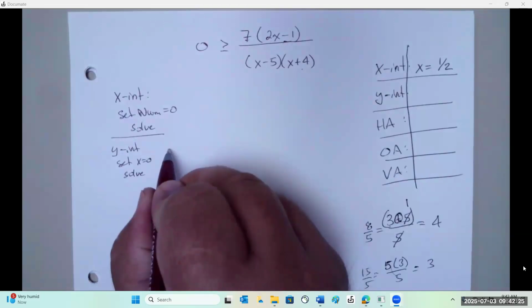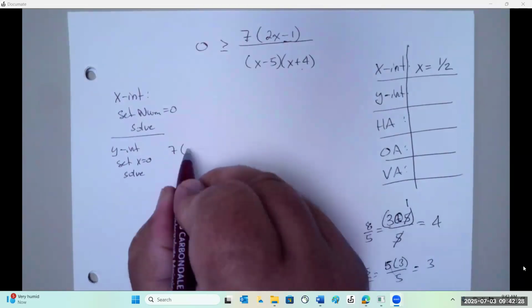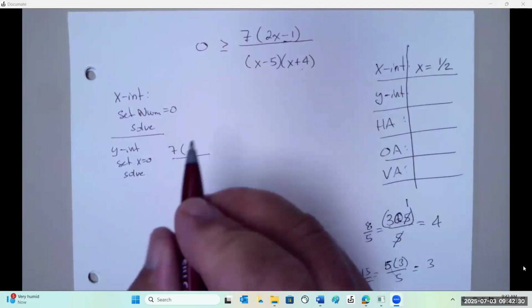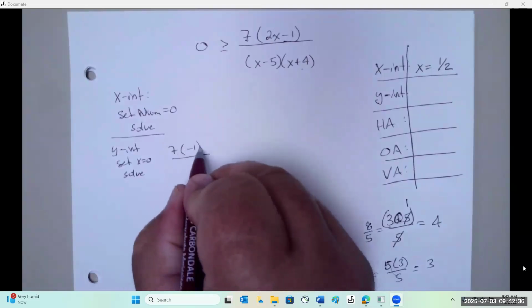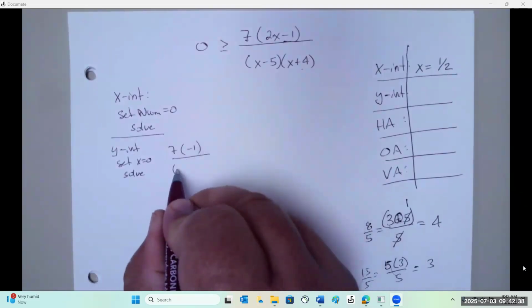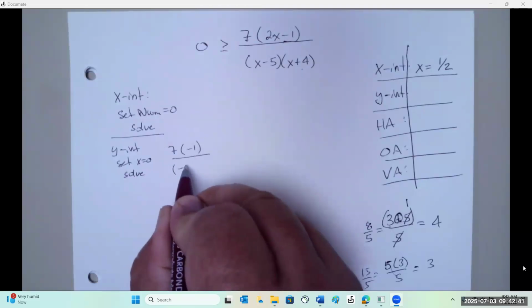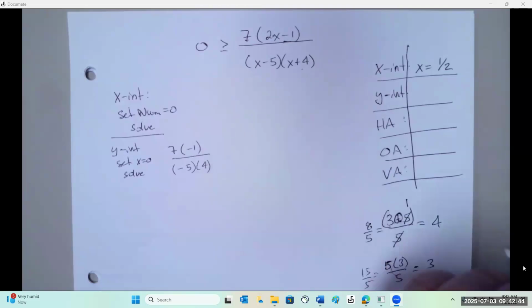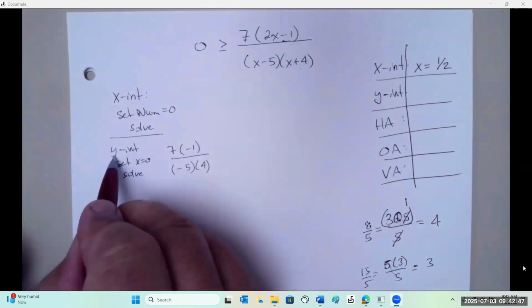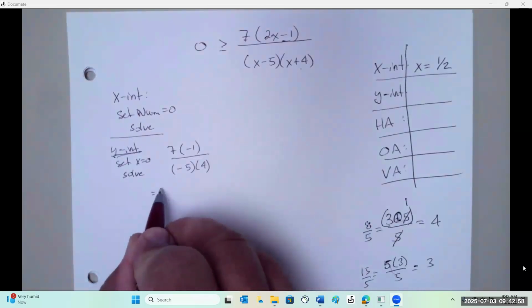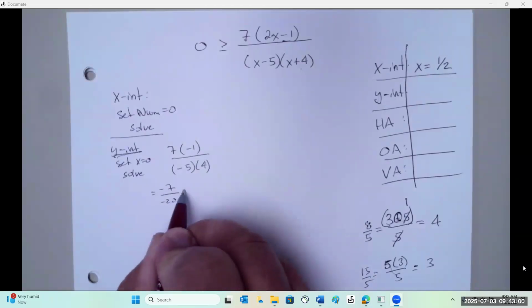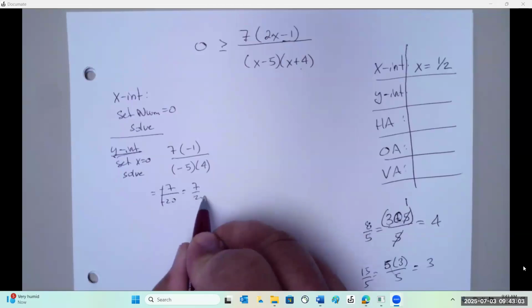So if we set x equal to 0, on top we have 7. What do we have left on top? We have -1. On the bottom, for the y-intercept, just erase everything that has an x. Just erase it. It doesn't exist. It's 0. So now what does this give us? The negatives cancel. So we have 7/20.